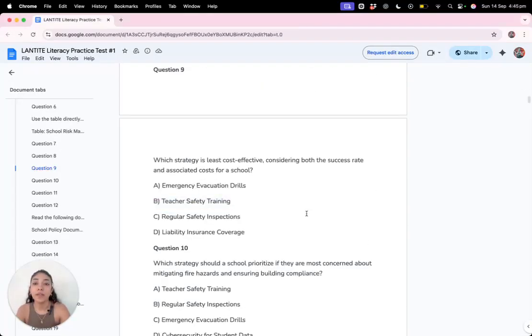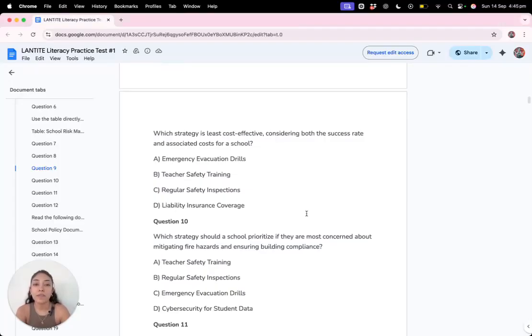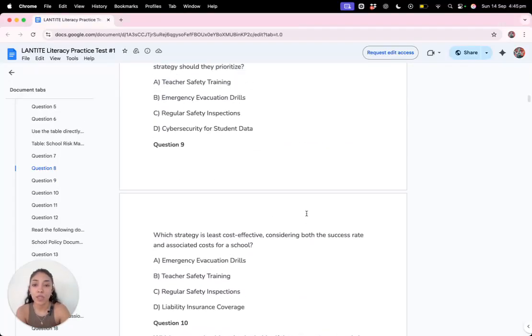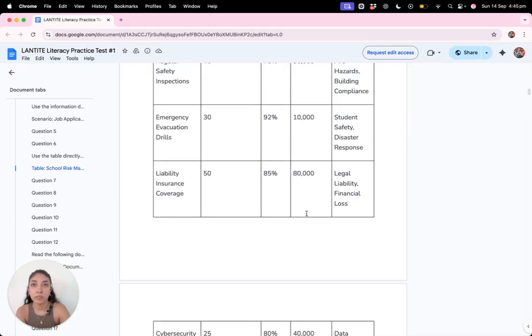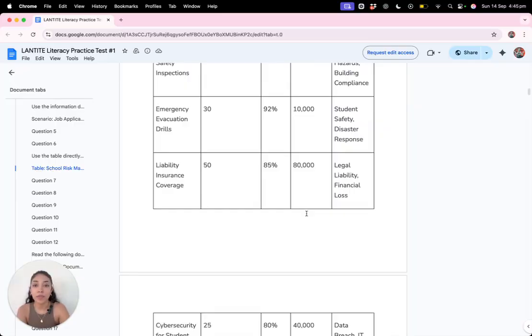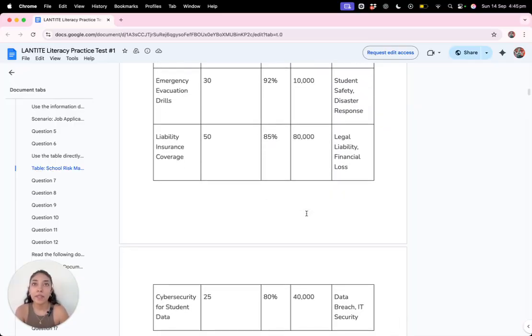So question 9, which strategy is least cost effective considering both the success rate and associated costs for a school? So let's go back up here. I'm going to go with answer D, liability insurance coverage, and that's because liability insurance coverage has a high associated cost at $80,000 relative to its success rate, which is 85%, making it the least cost-effective strategy when both cost and effectiveness are considered.